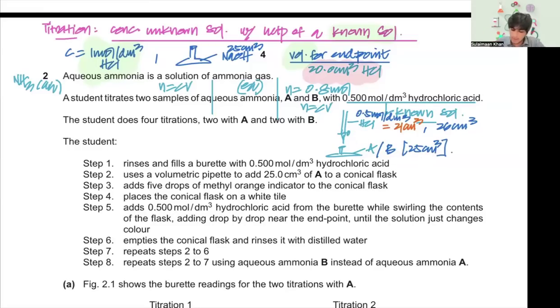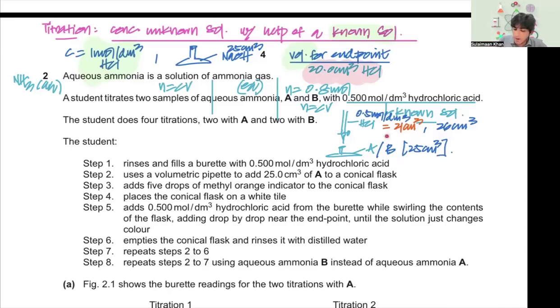Now use your common sense. If in one case 21 cm cube is used to completely neutralize this, and in the other case 26 cm cube of acid is used to completely neutralize this, what do you think is more concentrated? Is A more concentrated or is B more concentrated? See, B is using up more acid. B requires more acid to be neutralized. So those of you who are saying A are absolutely wrong, because B is requiring more acid to be neutralized. B says I need 26 cm cube of acid. In order to finish me, I need 26 cm cube of acid. I need more acid. That means I'm more concentrated.